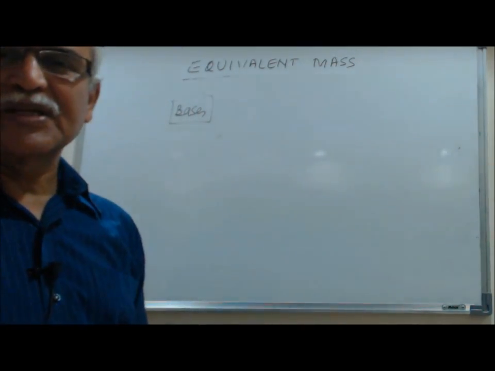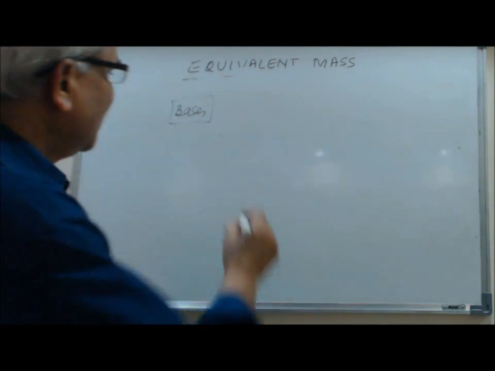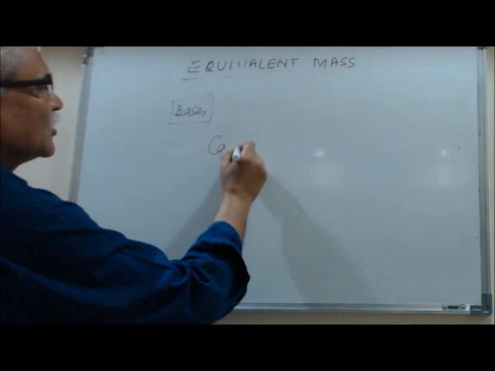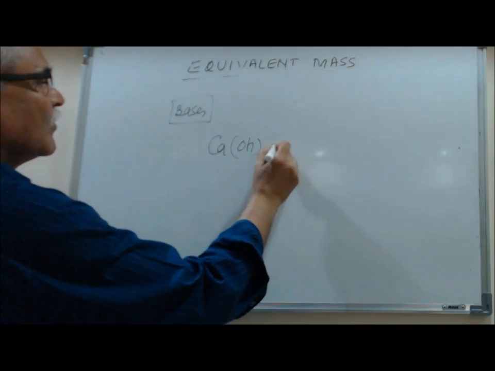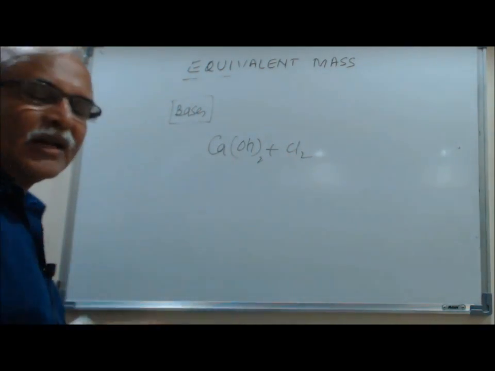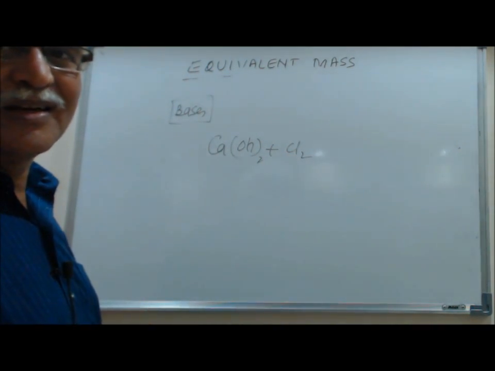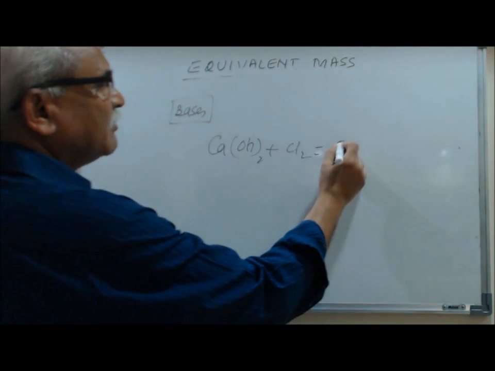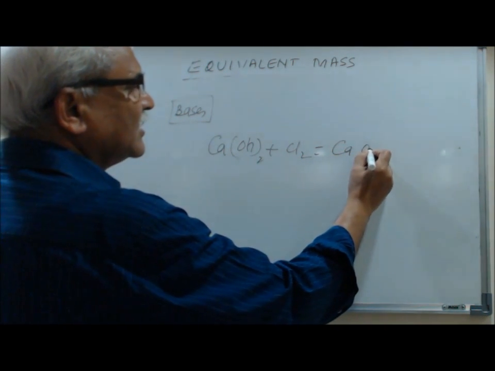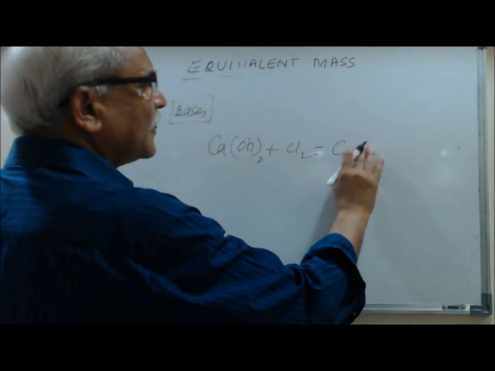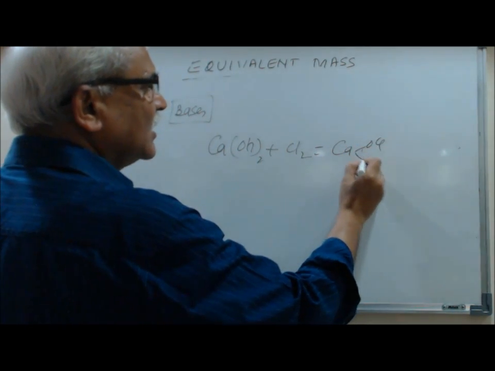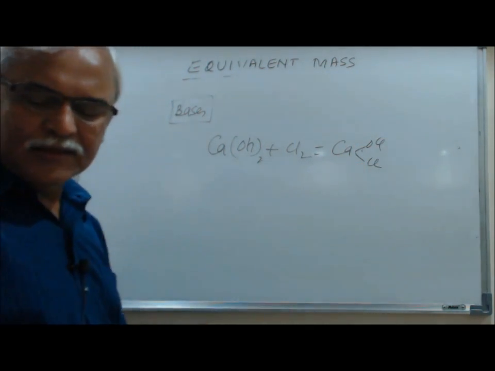Do you recall the formation of bleaching powder? In class 9th, 10th you must have done. How do we produce bleaching powder? We pass chlorine in lime water, calcium hydroxide. Bleaching powder is best described as CaOCl2.